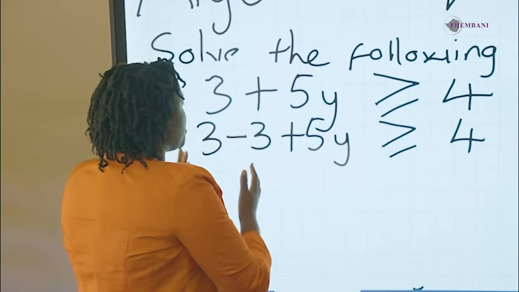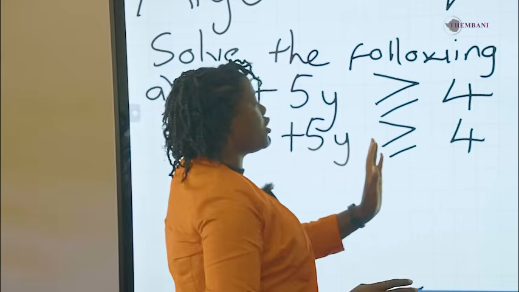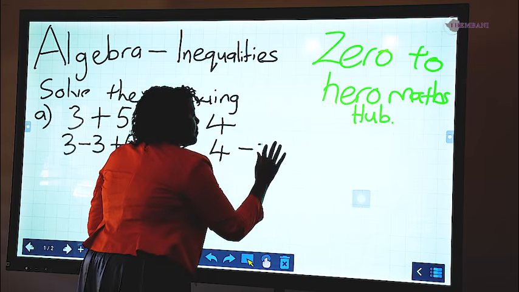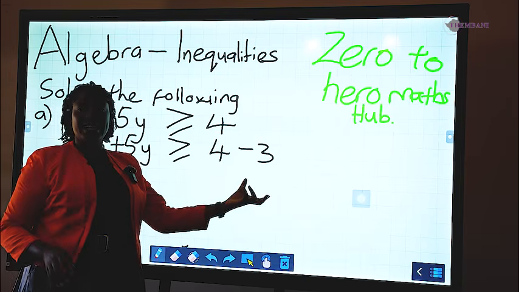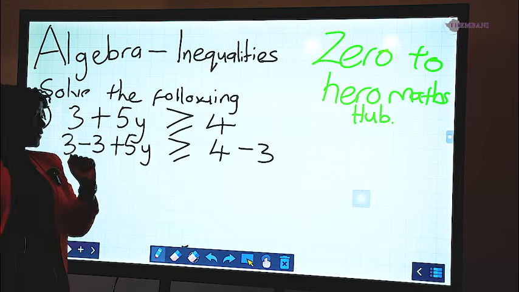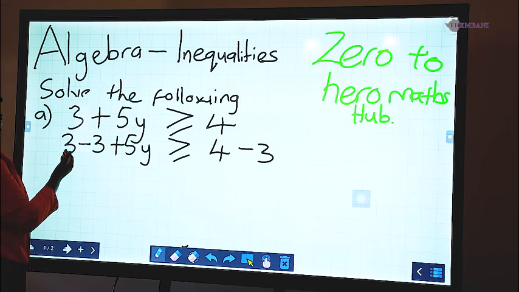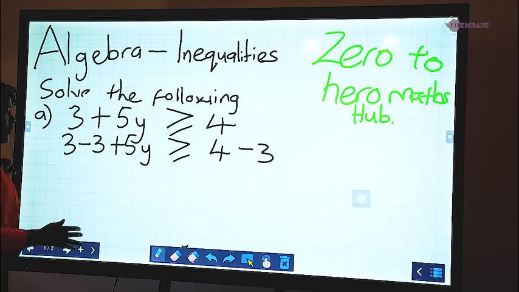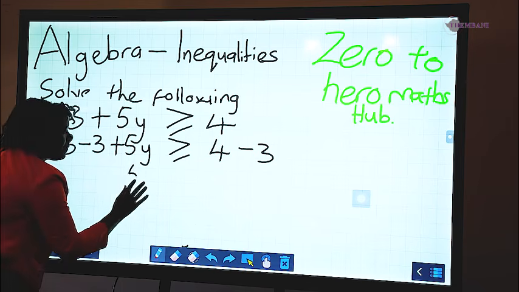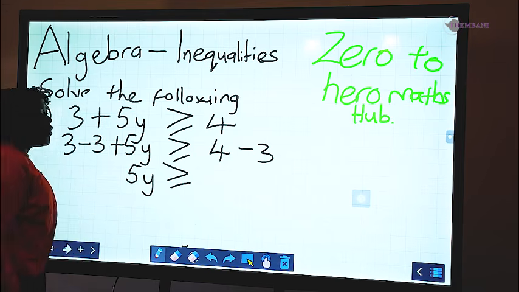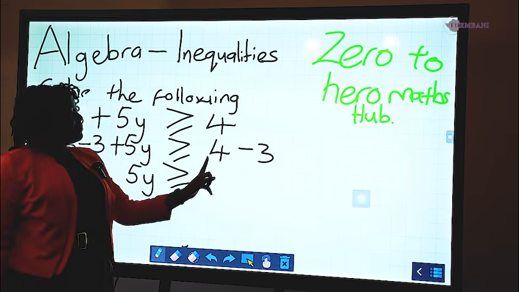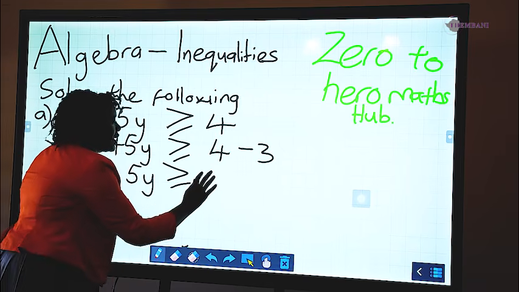But on this side, we subtracted 3. It means I'm also going to subtract 3 from the other side. What we do to the left side, we also do to the right side with regards to inequalities. On this side, 3 minus 3 gives us 0. We are left with plus 5y. So we have 5y is greater than or equal to 4 minus 3, which gives us 1.